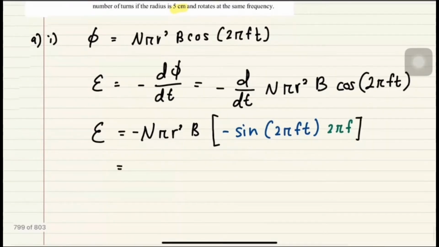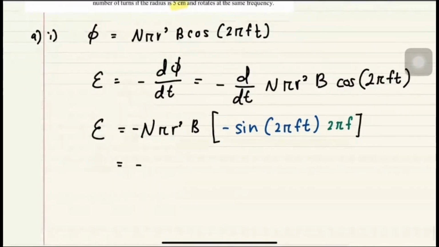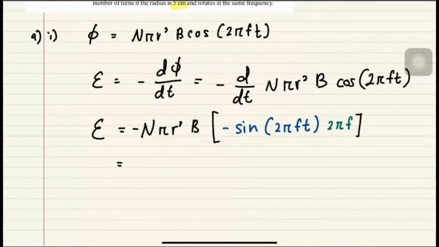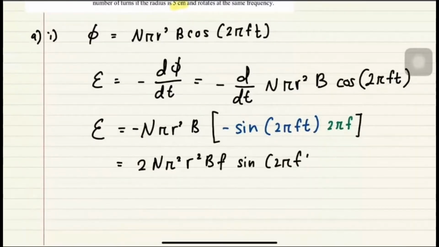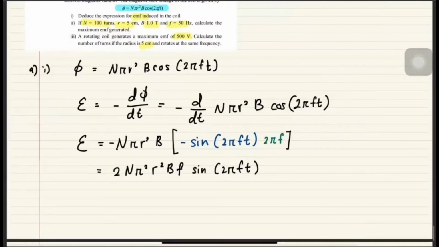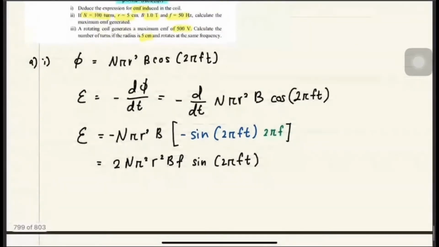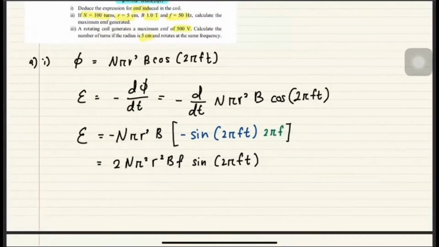Ada yang tak clear tak about this? Okay je. So negative positive. And 2 pi squared n r squared B f sin 2 pi ft. Okay, you guys clear about this? Yes, sir. Okay, so the next question dia kata if N, R, B dengan f is given, so maksudnya dikasih lah N, R, B, f tu diberi, calculate the maximum EMF.